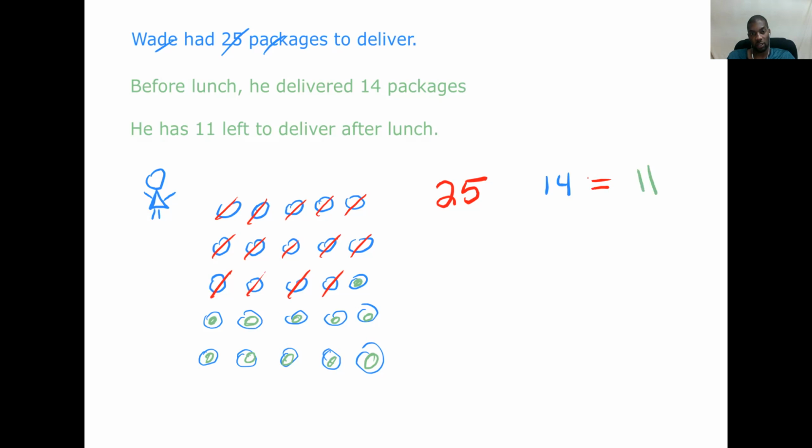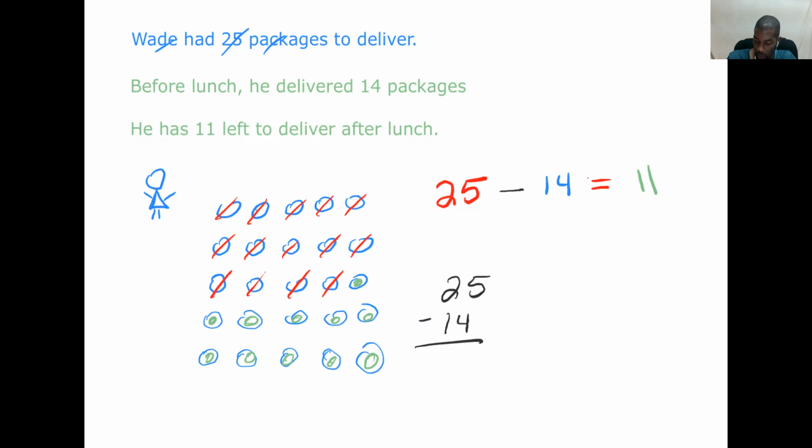Does it sound like division? No, because I didn't make equal groups. Does it sound like multiplication, that I delivered and got rid of? No, because multiplication means more. It seems like it's only subtraction. Let's see. Does 25 minus 14 equal 11? Let's find out. 25 minus 14.